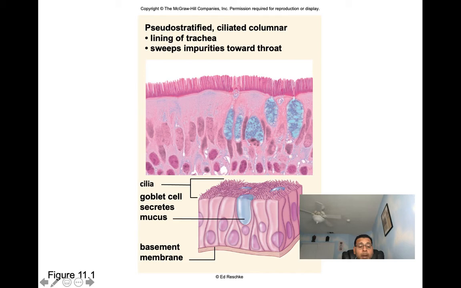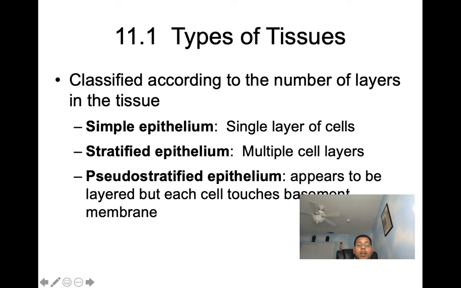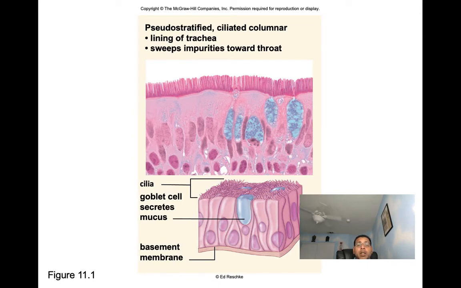When we talk about our glands, I'd like you to know when epithelium secretes a product, it is said to be glandular. A gland can be a single epithelial cell, or a gland may contain many cells. Glands that secrete their products into ducts are called exocrine glands, and those that secrete their products into the bloodstream are called endocrine glands. Glands can be single-celled or made up of multiple cells, so they'll be called multicellular glands versus unicellular glands. Goblet cells are examples of unicellular glands.